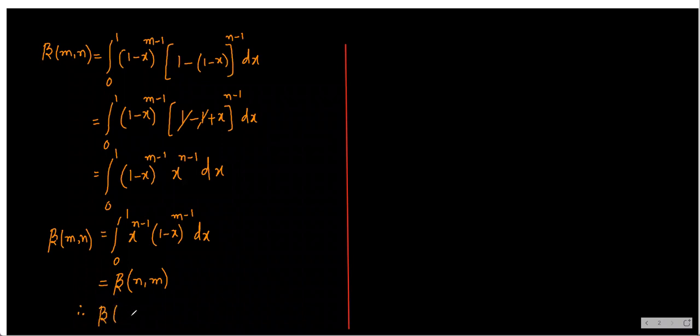Therefore, beta of m comma n is equal to beta of n comma m. This is called the symmetric property of the beta function. We have proved the first property. These are very, very important properties that we have to use as a formula. So this is the first property we proved. Immediately copy it, we'll go for the next one. Second property we have to prove.